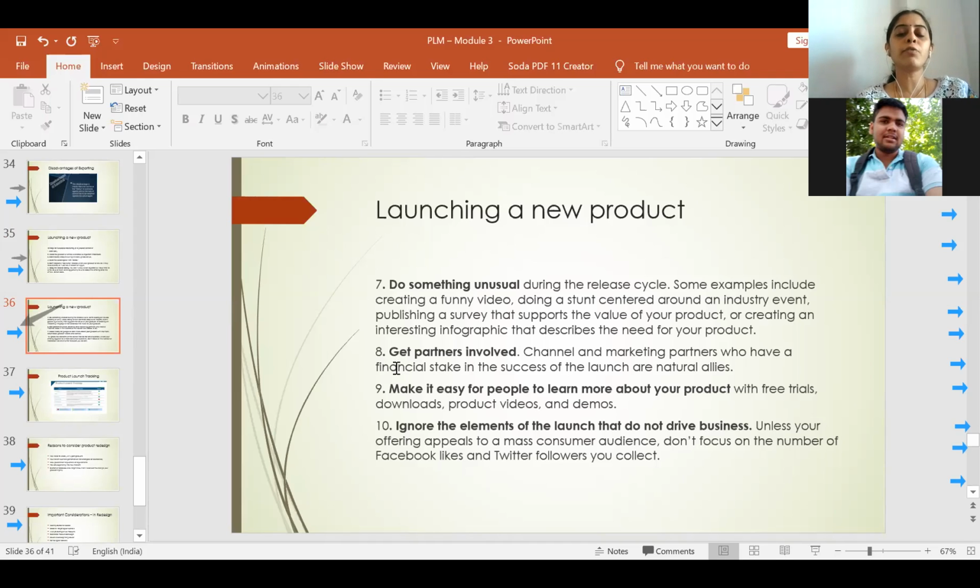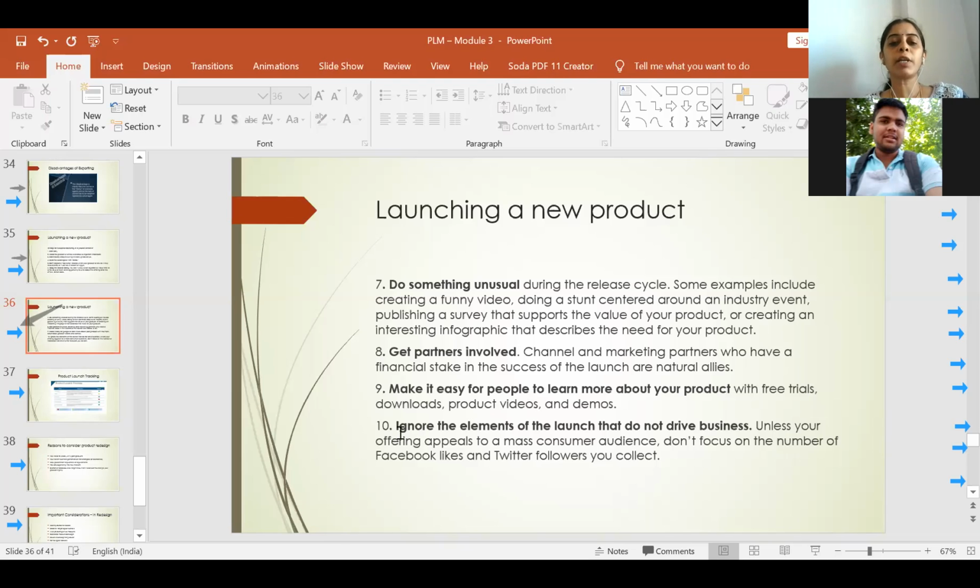And always you should involve your global partners, or the partners within the country during the time of your launching. And next is you make it easy for people to learn more about your product. So you have to provide some free trials, or downloadable information about the product, or send the product videos and the demos about the product, so that it helps people to learn more and more about your product before the product is in the market. So this thing has to be followed.